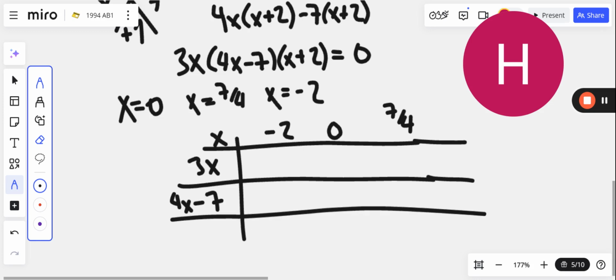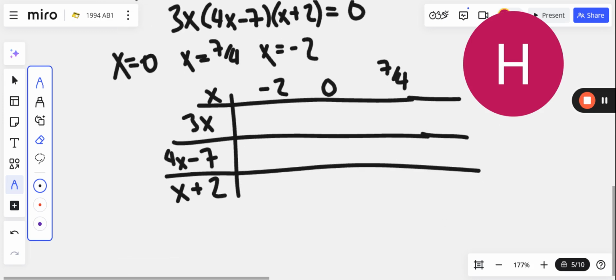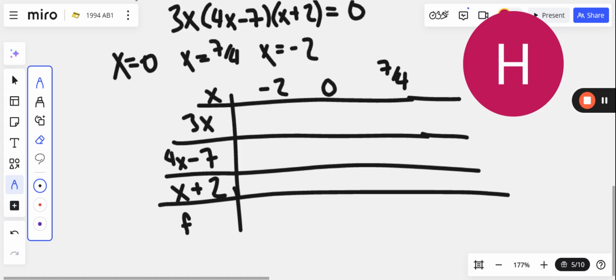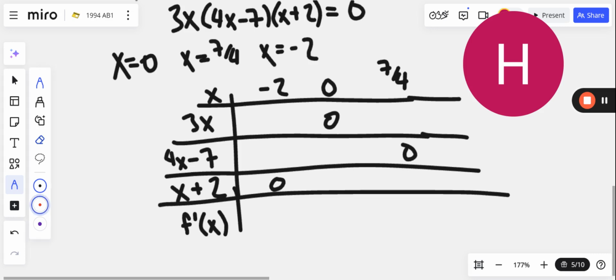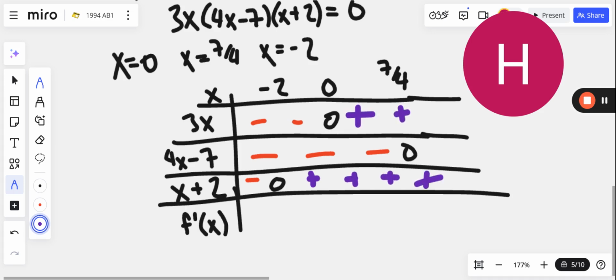Let's put this on a chart, good old chart. And the overall product of these factors is the overall derivative, f prime. So that makes that 0, that makes that 0, that makes that 0. Let's follow the pattern here: plus on the right side of the zeros and negative on the left side of the zeros.